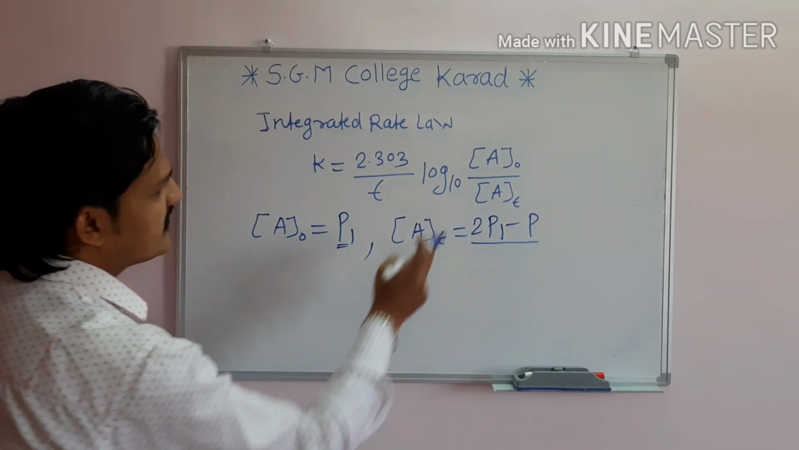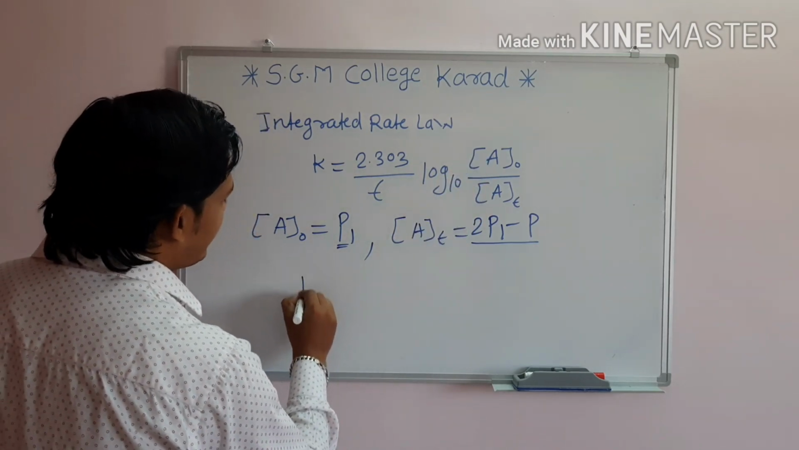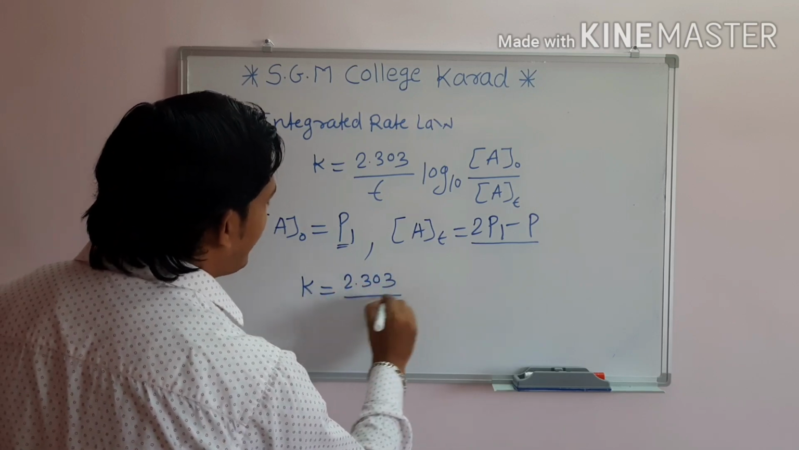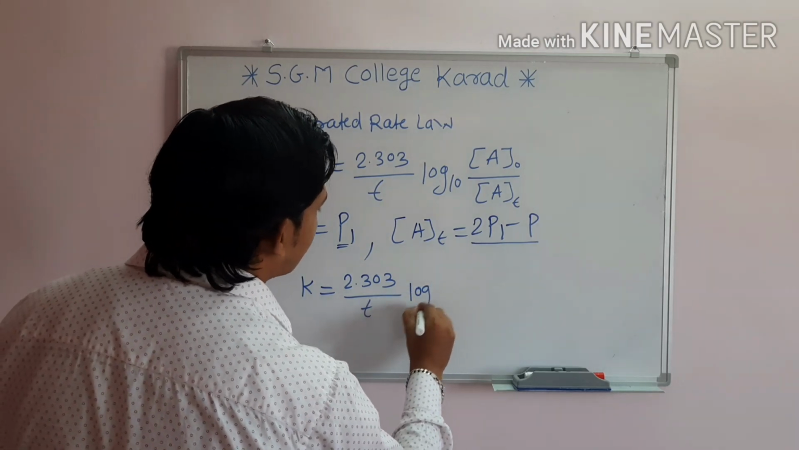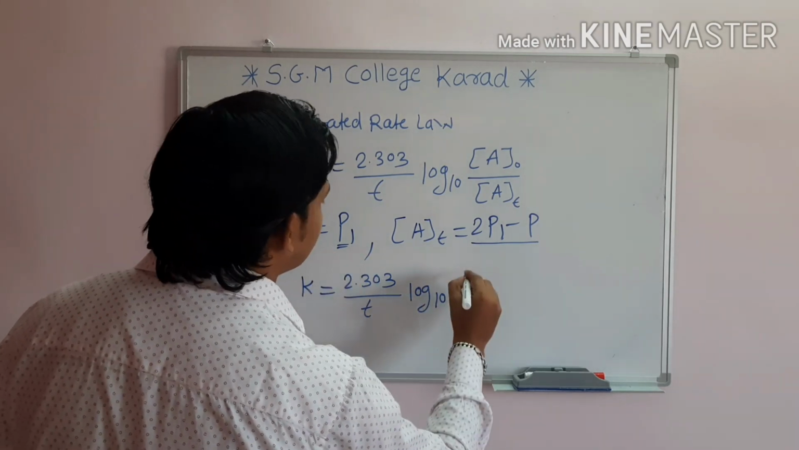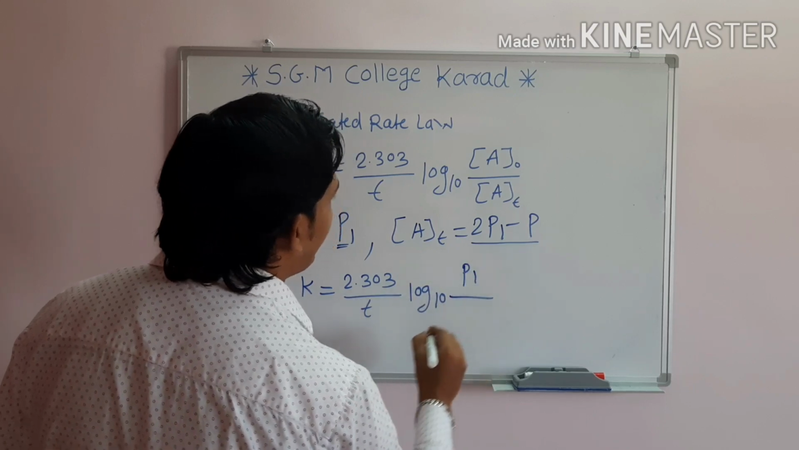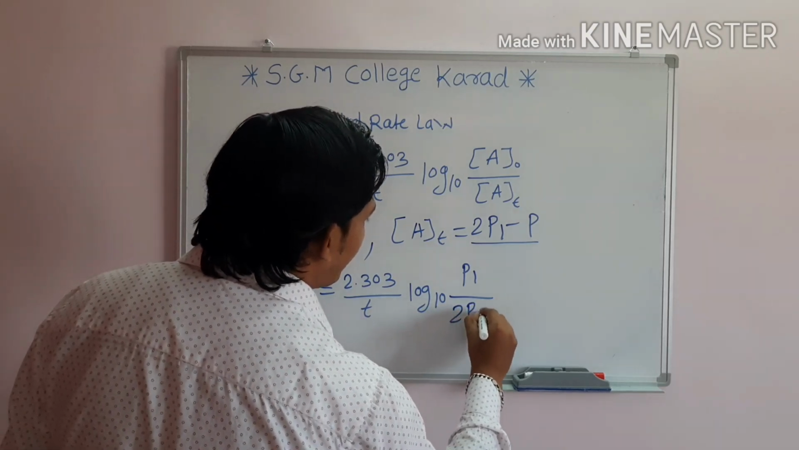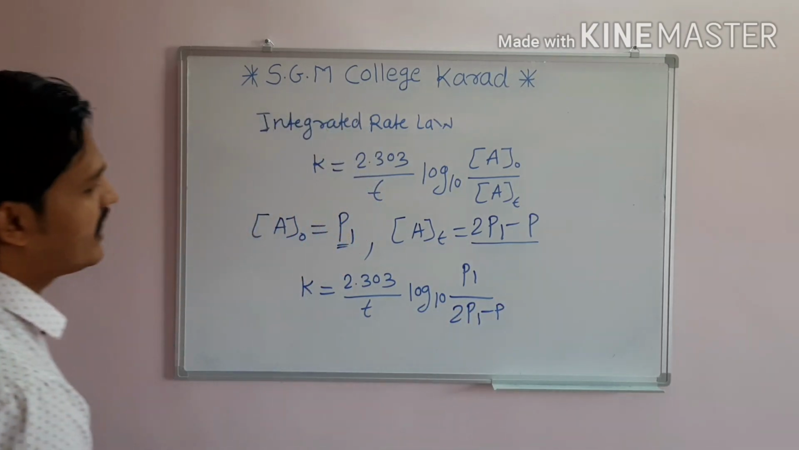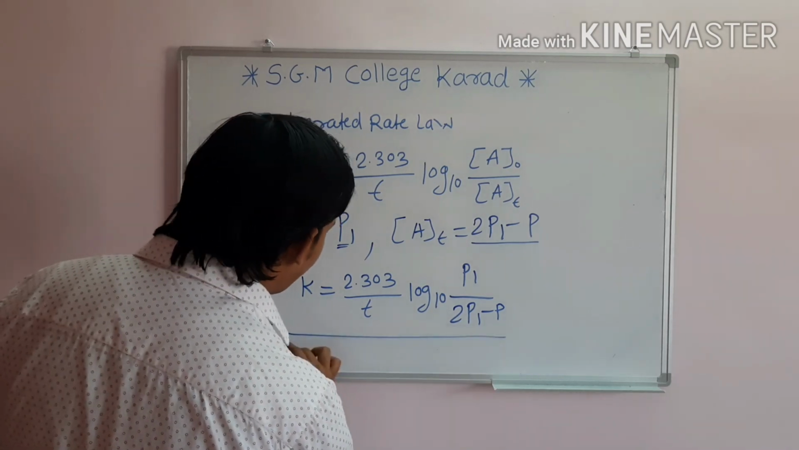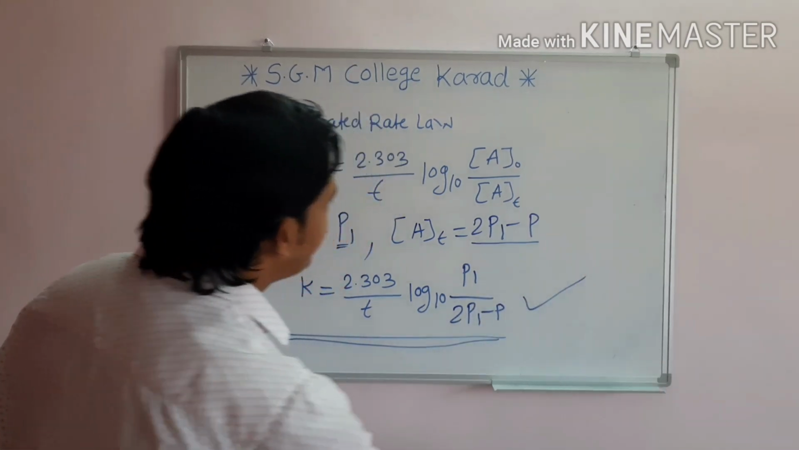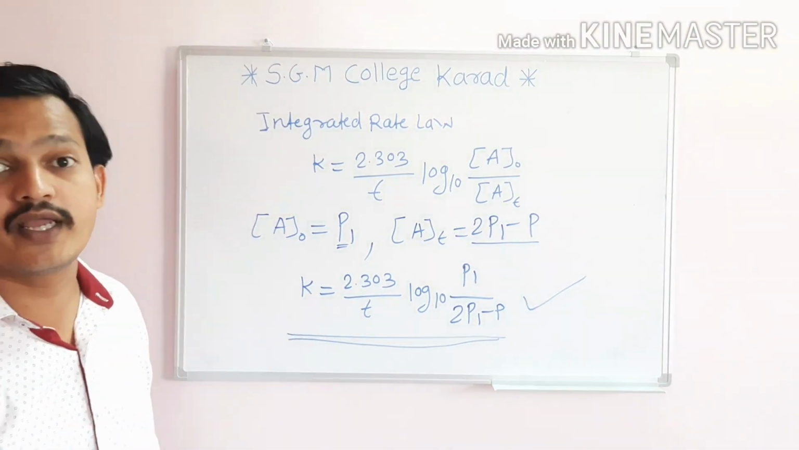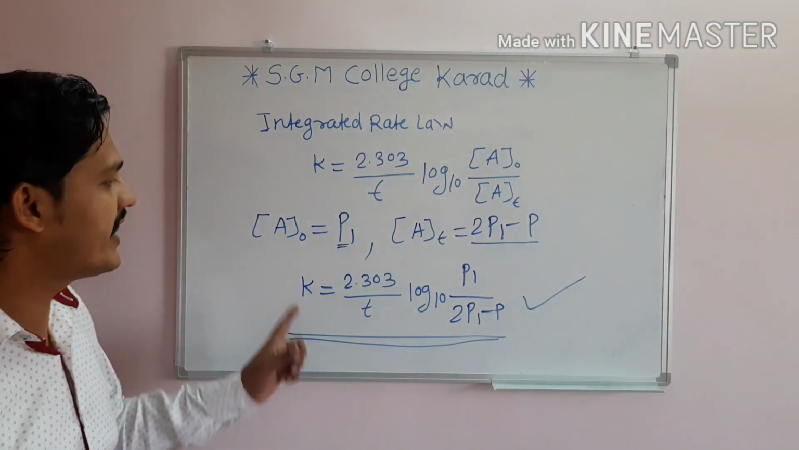Now I am putting the values there. So we get our final equation, K is equal to 2.303 divided by t, log to the base 10. What is the value of A0? That is P1, divided by the value of At, that is twice of P1 minus P. This is our final equation for the integrated rate law for gas phase reactant.